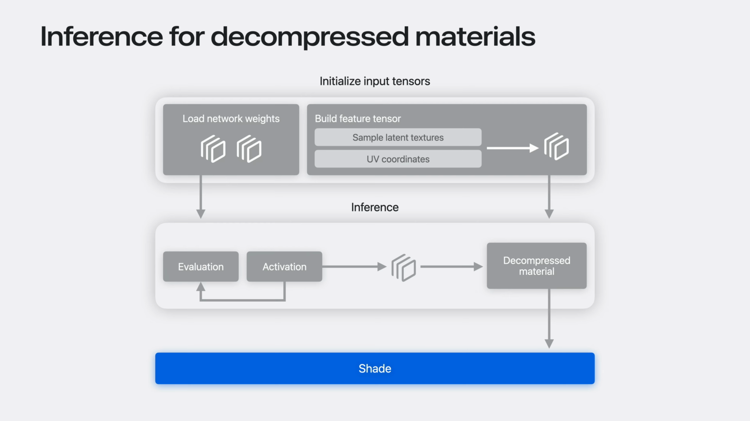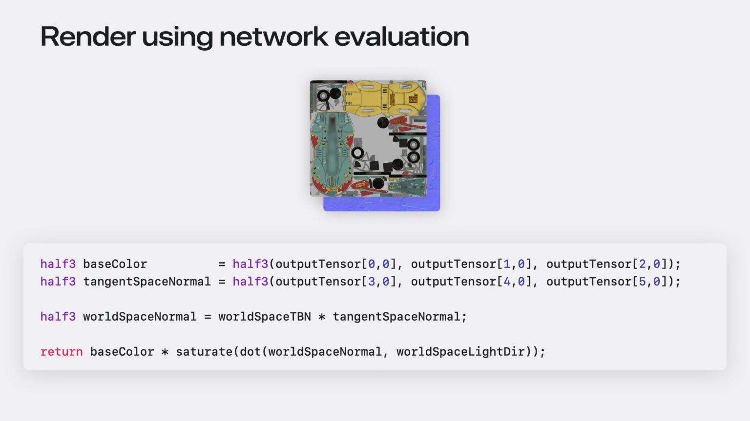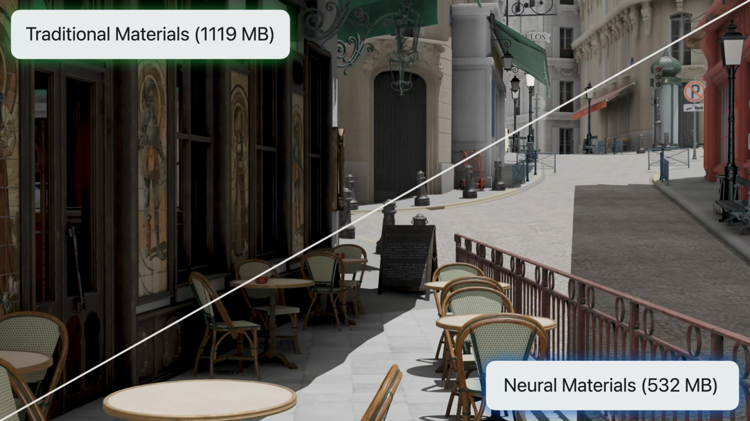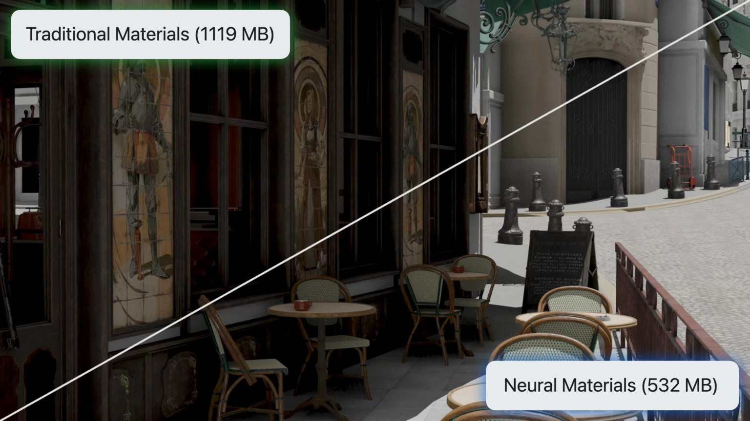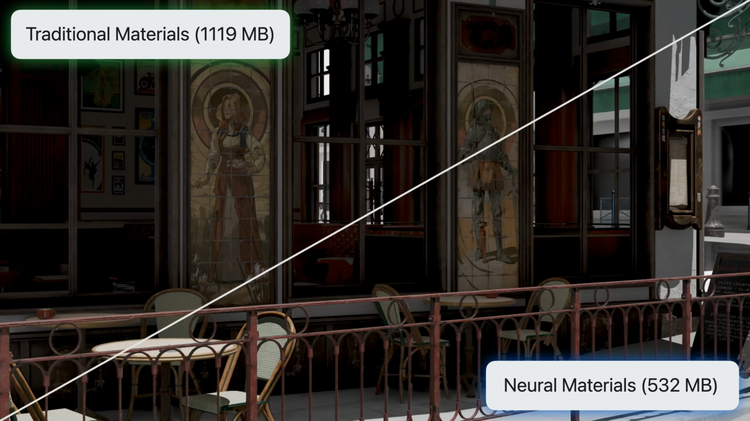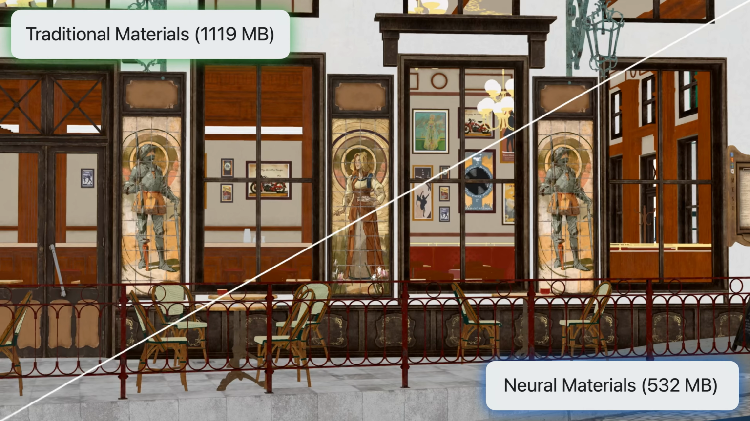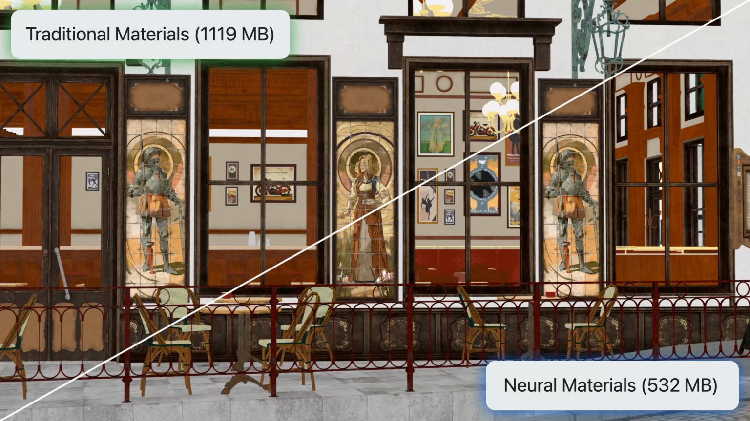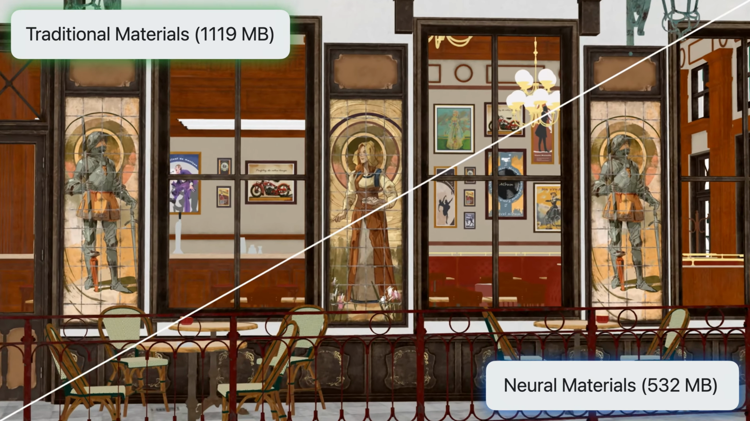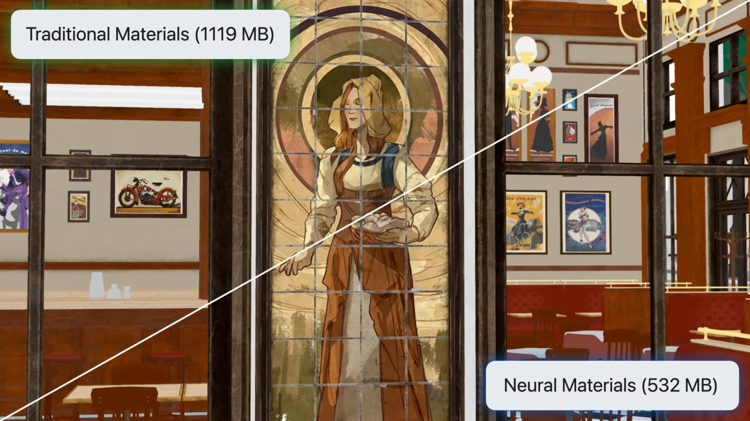After evaluation is complete, the decompressed materials are available to be used for shading. The output tensor holds channel information, which can then be used like any other value sampled from a texture. Here's a real-time demo of neural material compression compared to traditional materials. There's no perceived quality loss from using neural materials, especially when shaded. Here's the base color in isolation. It's still very difficult to notice any differences between neural materials and traditional ones. And yet, neural materials use half the memory and take up half the disk space.